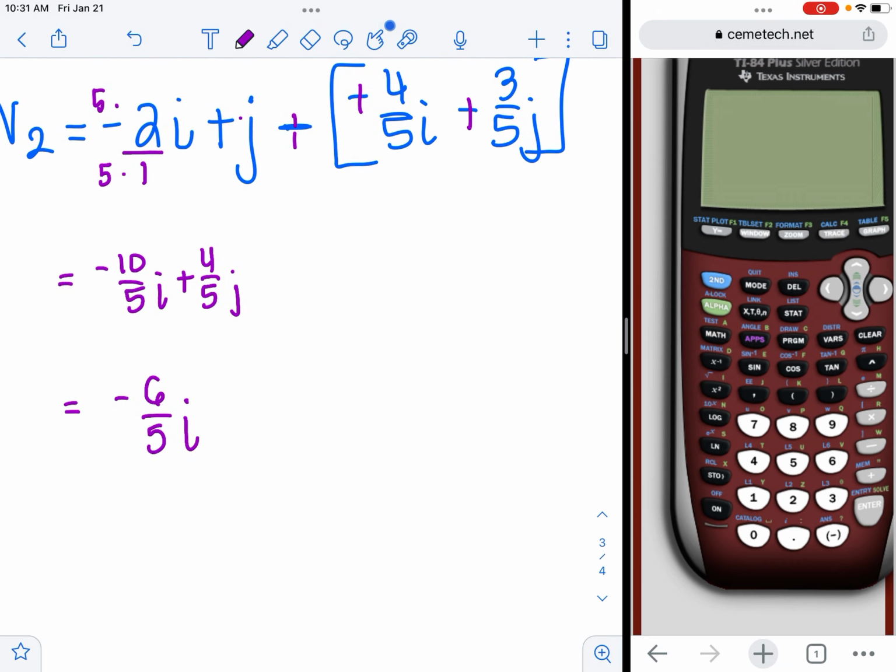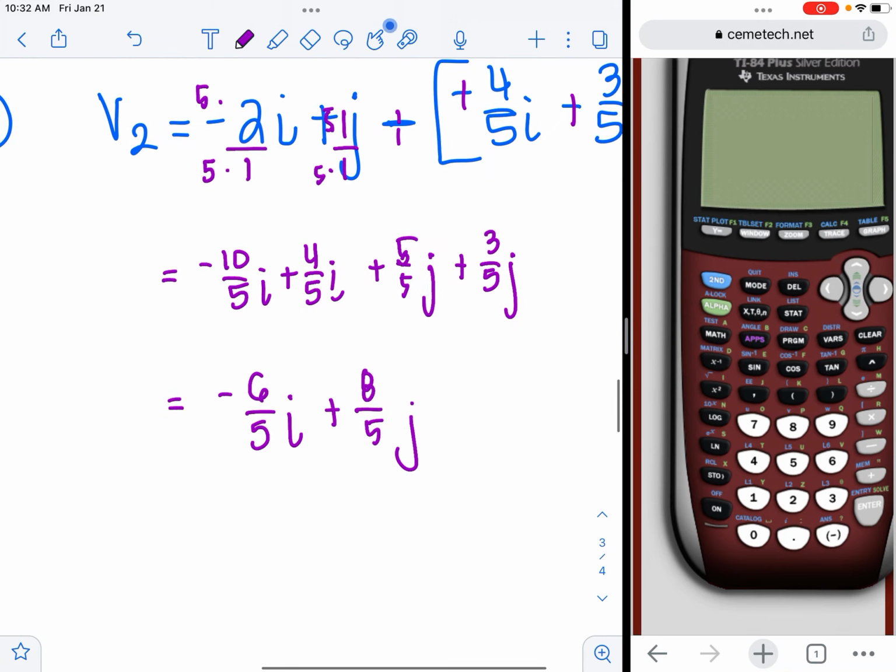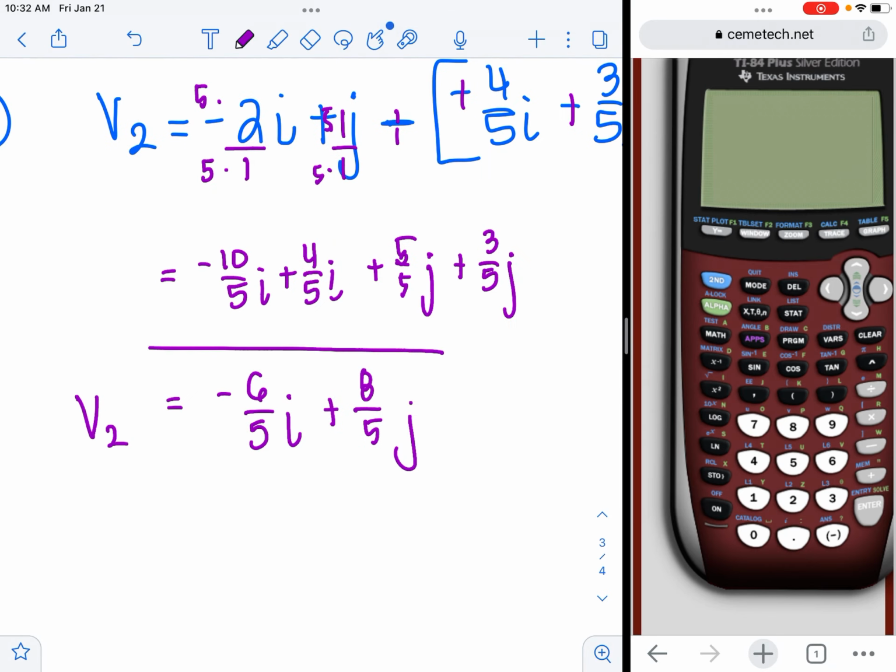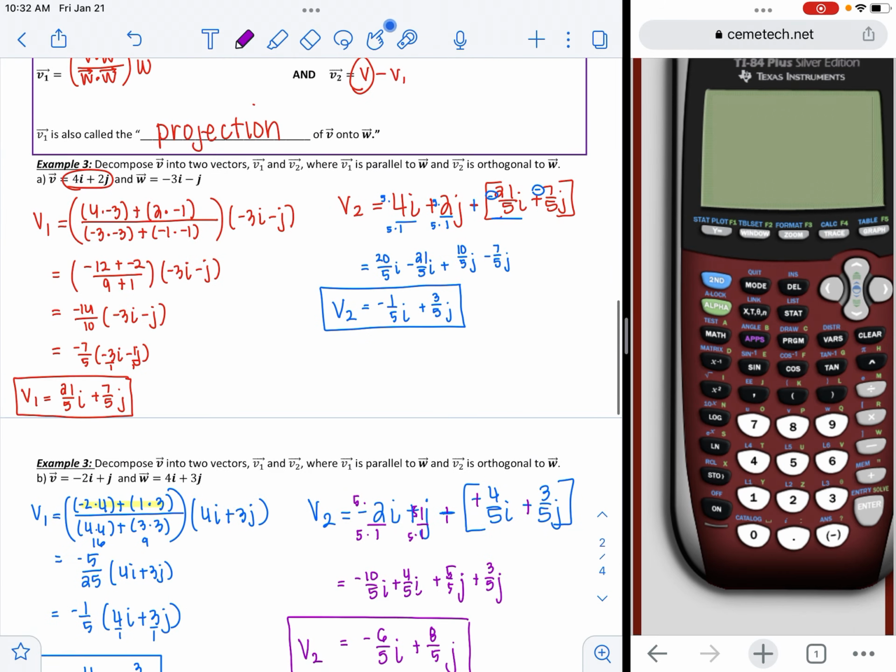All right, and then this is the common denominator. This is 1 over 1. Multiply by 5, multiply by 5. So that's 5 over 5 j plus 3/5 j. Sorry, j and j. Wow, I messed up this, this, and this. This is i, and this is j, and this is j. So that is 8/5 j. And that's v2. All right, so that is it for today's notes.